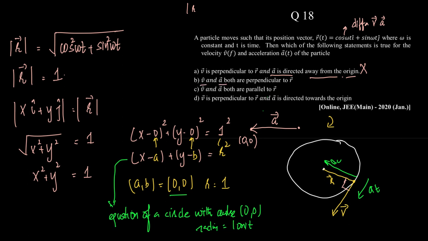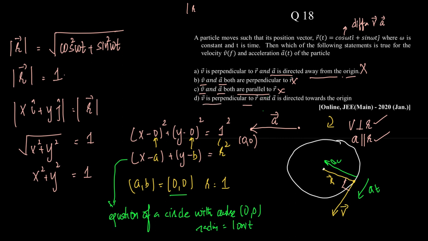V and A are both perpendicular to r. No, V is perpendicular to r. But is A perpendicular to r? No, A is in fact parallel to r. The angle between them is 0 degrees. V and A are both parallel to r. No, V is perpendicular to r and A is parallel to r. So that option is wrong.